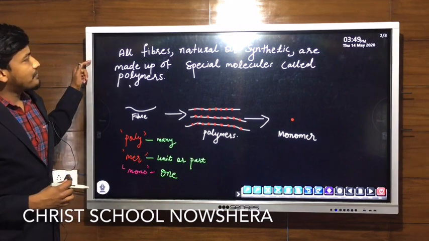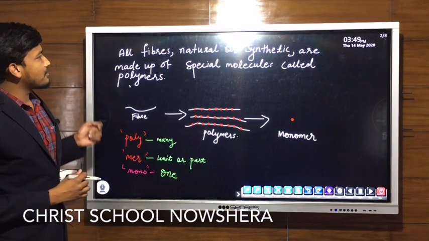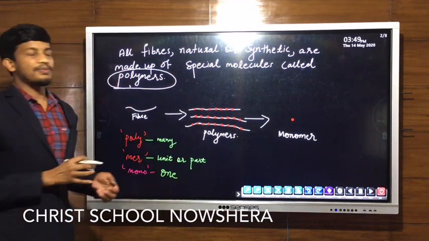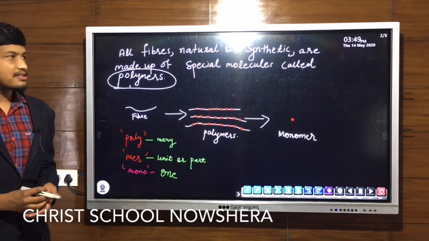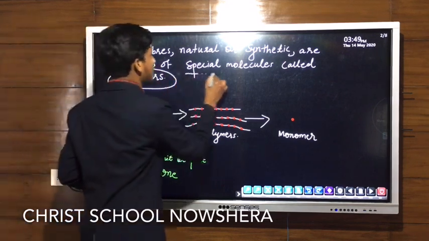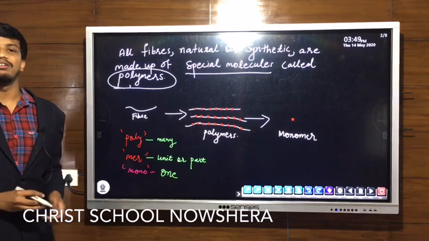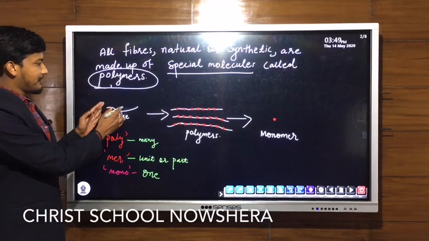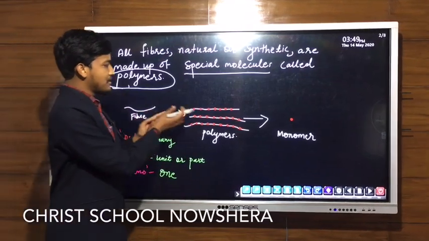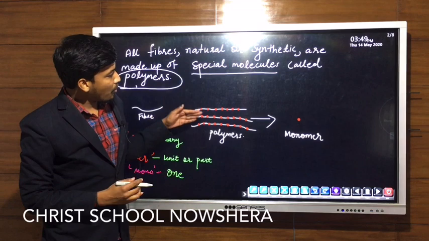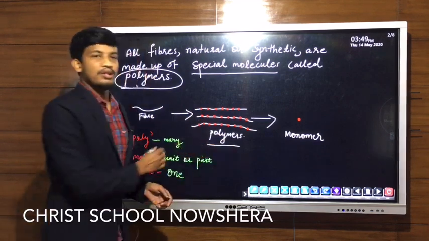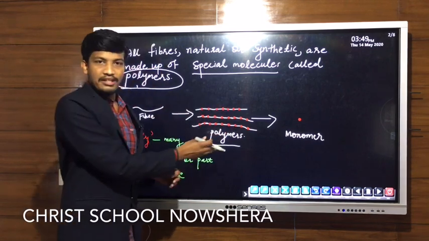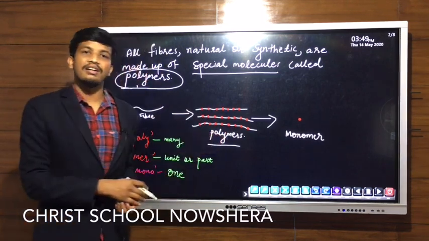All fibers, natural or synthetic, are made up of special molecules called polymers. So we can see that fibers are made up of special molecules called polymers. Suppose this is a fiber. This fiber is made up of long chain structures called polymers. So the single fiber is made up of long chain structures like this. They are called polymers.